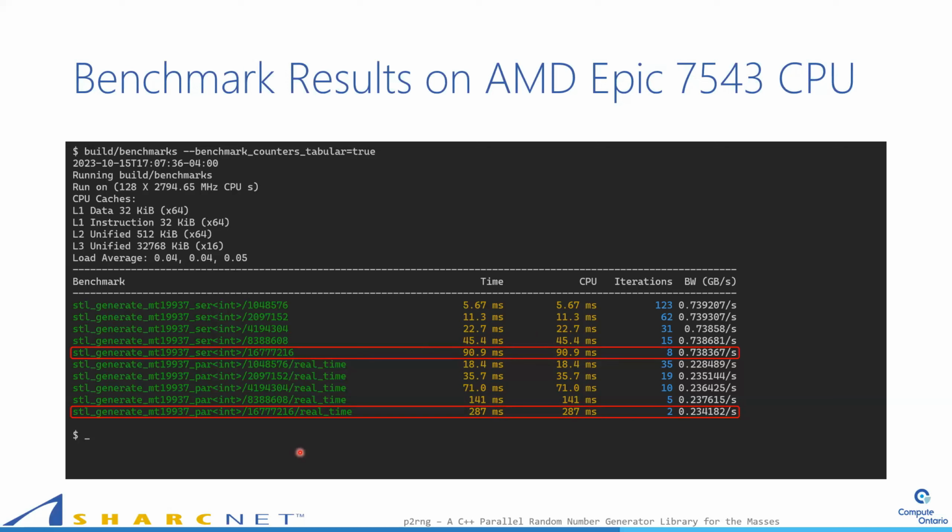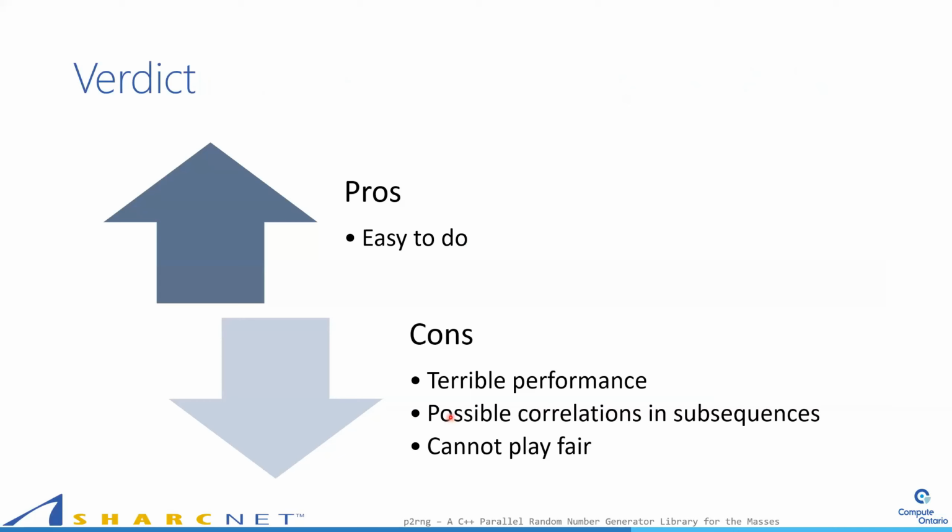If we focus on benchmarks with 16 million integers, we can find that the parallel version is more than 3 times slower than the serial version. So the verdict is that it's easy to do and implement, but it has terrible performance. There are possible correlations in subsequences, and it cannot play fair.